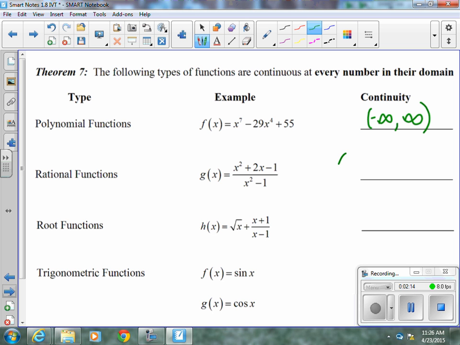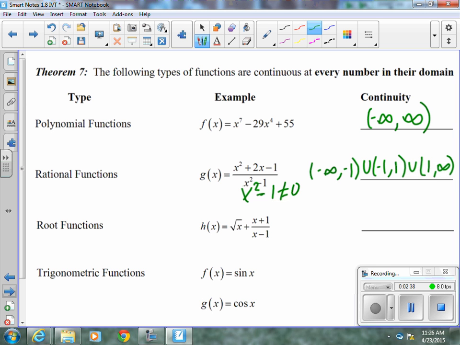Now this one, negative infinity to negative 1, negative 1 to 1, and 1 to infinity, because the denominator can't equal 0, and that happens at 1 and negative 1.